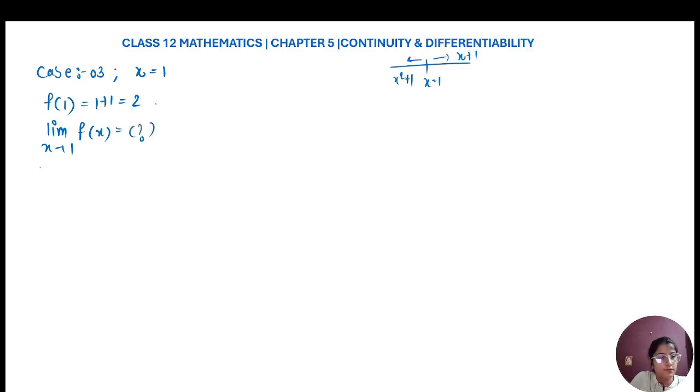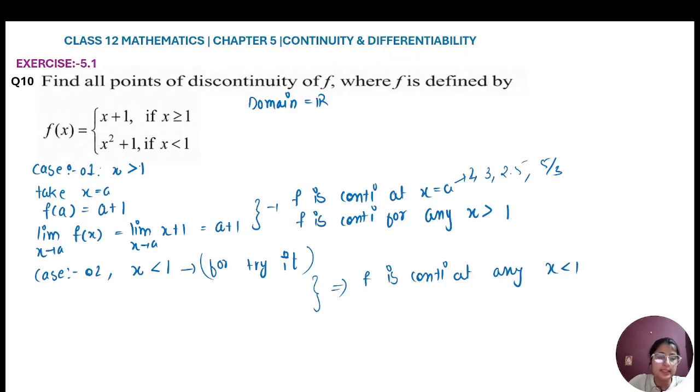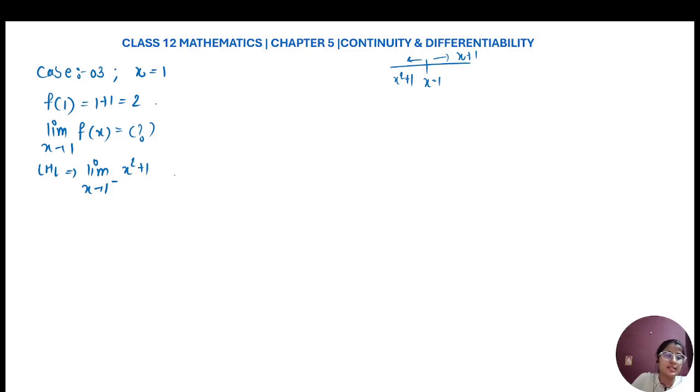For this, we will first find our left hand limit. So this will be the limit as x tends to 1 minus. Here our function is defined as x square plus 1. Let me confirm I didn't make a mistake. Yeah, it's true. For x less than 1, it is defined as x square plus 1. So this will be 1 square plus 1, which is nothing but 2.